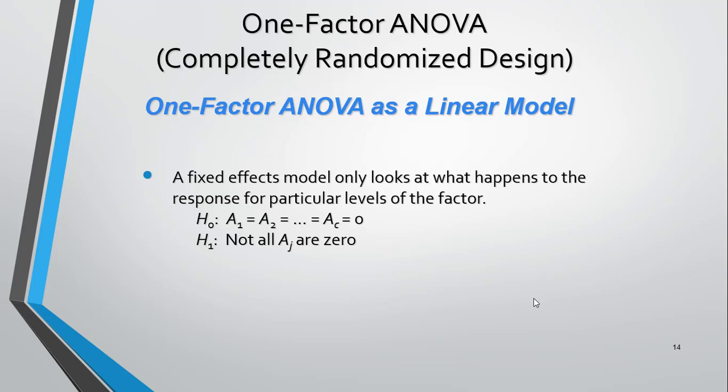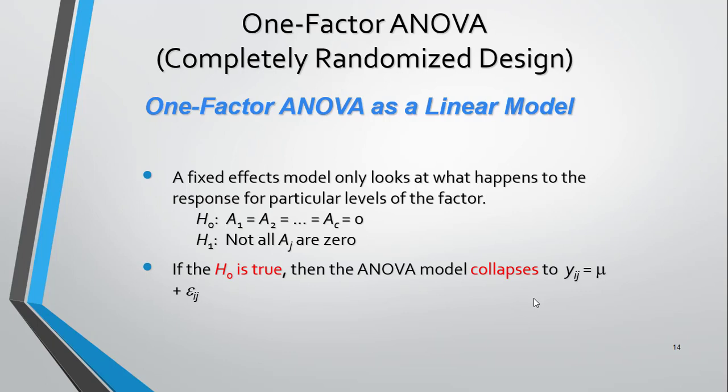A fixed effect model only looks at what happens to the response for a particular level of factor. We look at the A1, A2, A3, the factors affecting the length of hospital stay, the Y, the dependent variable, and see if they're all 0. If they're all 0, there's no effect. If not all are 0, then there's an effect. If the null hypothesis is true, then the ANOVA model collapses to this: no effects.